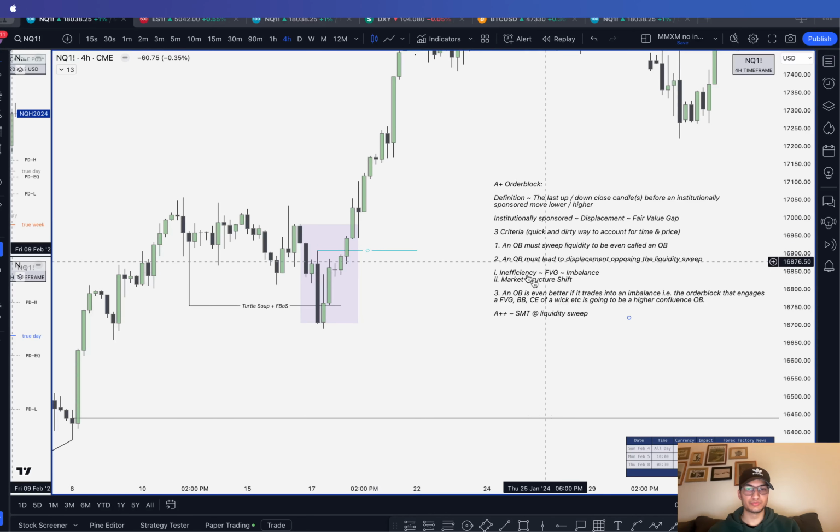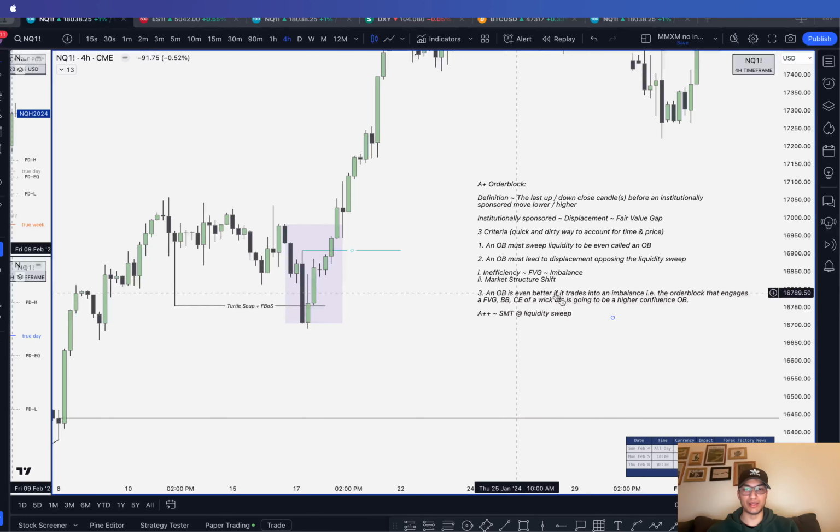And then what else? Are there any inefficiencies in this leg? Yes. Fair value gap. Fair value gap right here. I see an immediate rebalance. That's an inefficiency. I see a, what is this called? Willie, what's this called? BRD. BRD. Willie, do you see it now based on our conversation earlier? Yeah. RDRB. Yeah. So I see 1, 2, 3 internal rebalances and 1 fair value gap. I'm bullish, right? I'm seeing my conditions met. This is displacement. Okay? An OB is even better if it trades into an imbalance. Yep, 4-hour fair value gap right here, right?